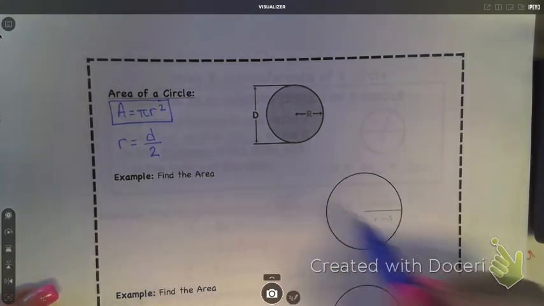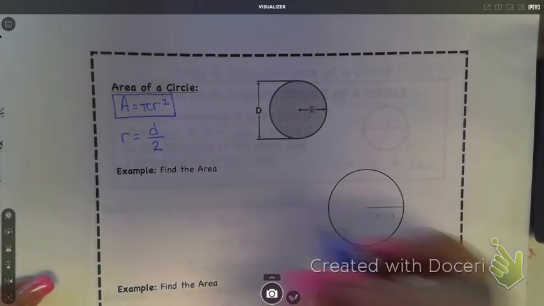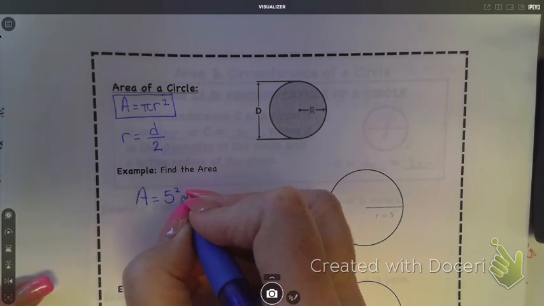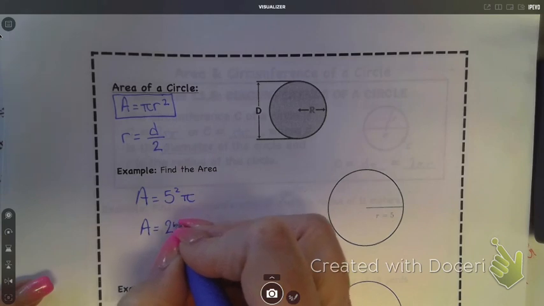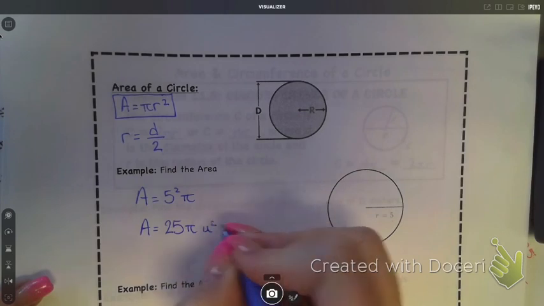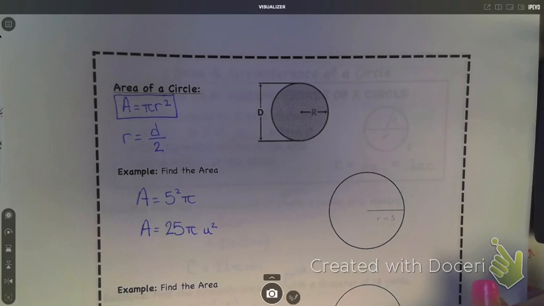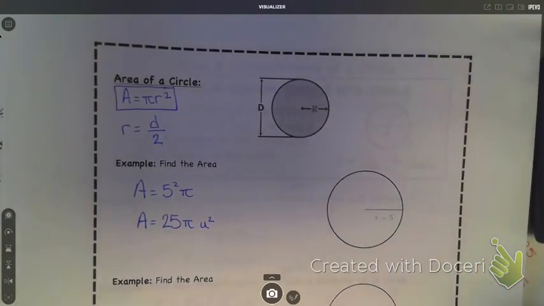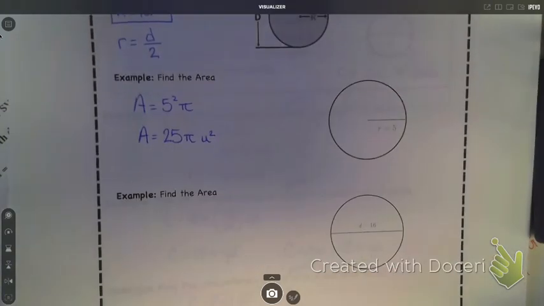Okay, so find the area of the circle with a radius of 5. So area equals 5 squared times pi. Well, 5 squared is 25, so 25 pi units squared. Your worksheet will have the units, but if you ever don't have units, please put units squared. Okay? But your worksheet and your test will all have units on it. I should have added them on here. Do the next one on your own.